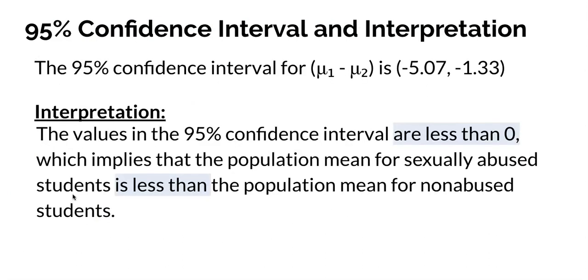Here we go. I'll come back to the standard error, but let me first interpret this 95% confidence interval for mu1 minus mu2. That interval was from -5.07 to -1.33. The values in the 95% confidence interval are less than 0. This interval is completely below 0. What does that mean? That implies that the population mean for sexually abused students is less than the population mean for the non-abused students. Because if you do small thing minus big thing, you get negative, and we are 95% confident that this is true.